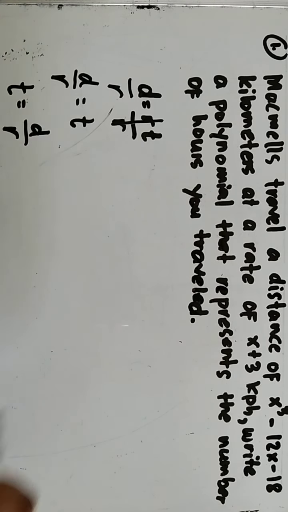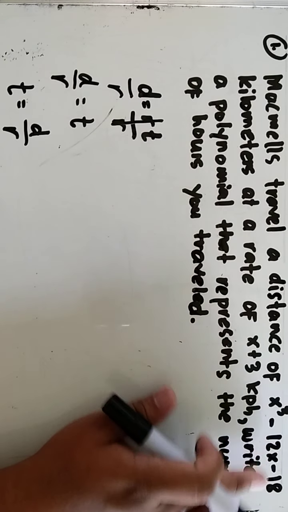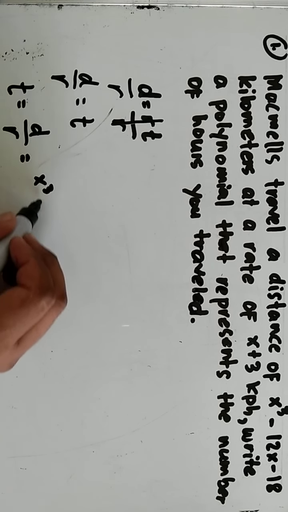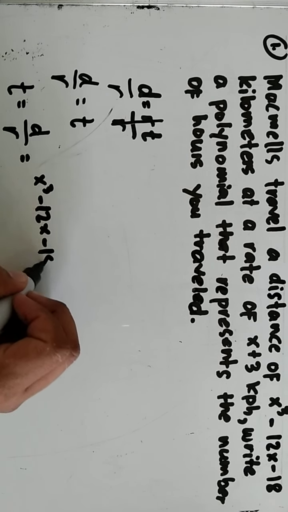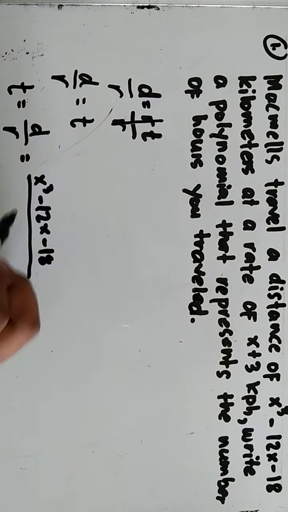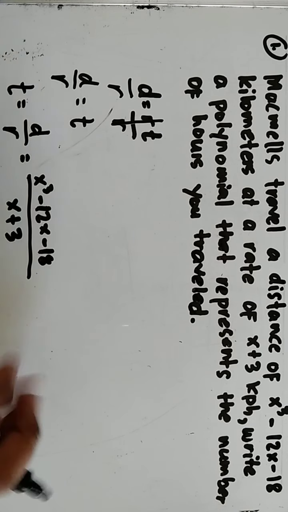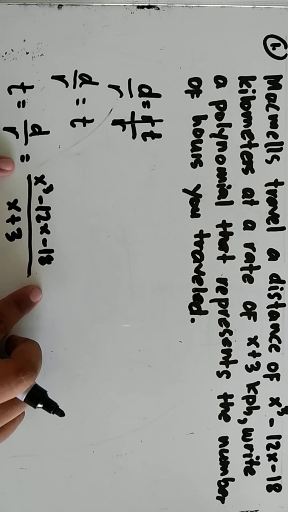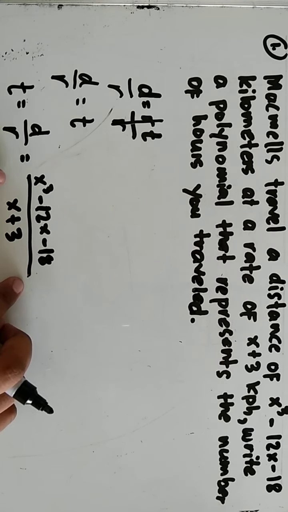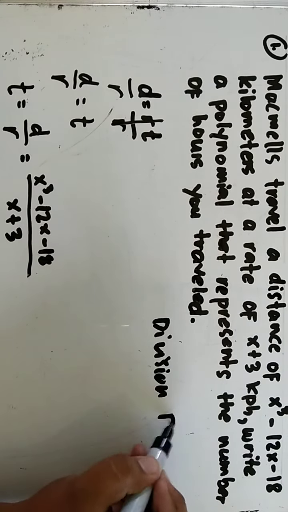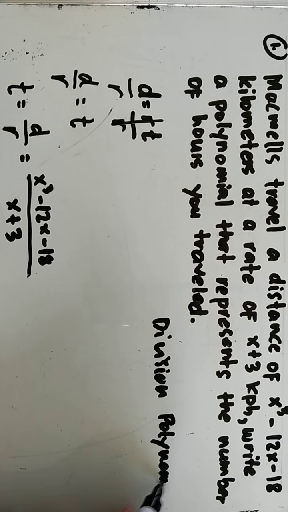So, binigay niya sa atin na ang distance daw ay x raised to 3 minus 12x minus 18. So, ibig sabihin, x cubed minus 12x minus 18, divided by, the rate daw is x plus 3 km per hour. So, ibig sabihin, x plus 3 ang ilalagay diyan sa denominator. So, having that in mind na merong nakasulat na divided by, pwede natin siyang gamitan ng division of polynomials na topic natin nung nakaraang mga linggo.